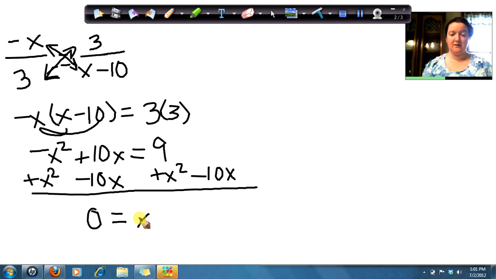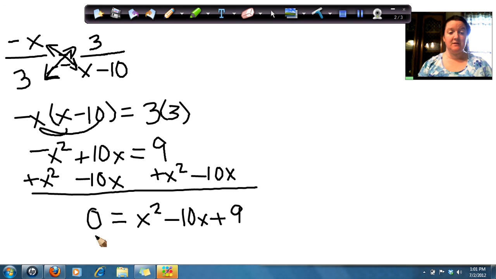And my x squared isn't going to combine into anything, so I'm going to put that first. I'm going to do the negative 10x, and then plus 9. Now, you'll notice that I've written this in decreasing order of x. I've done the x squared part first, then the x, and then the no x. That way I can actually factor it. So let's look at factoring this quadratic equation.